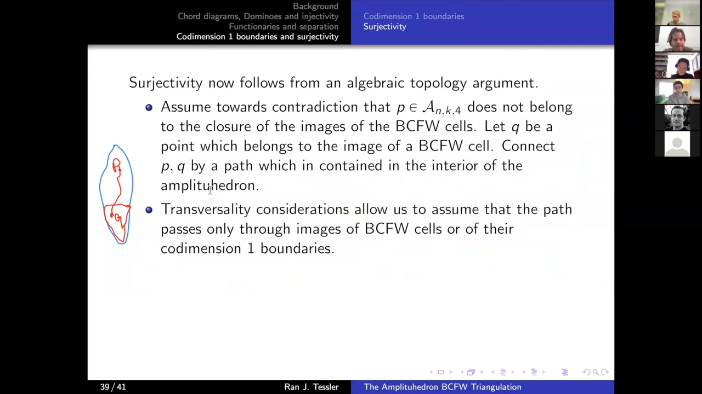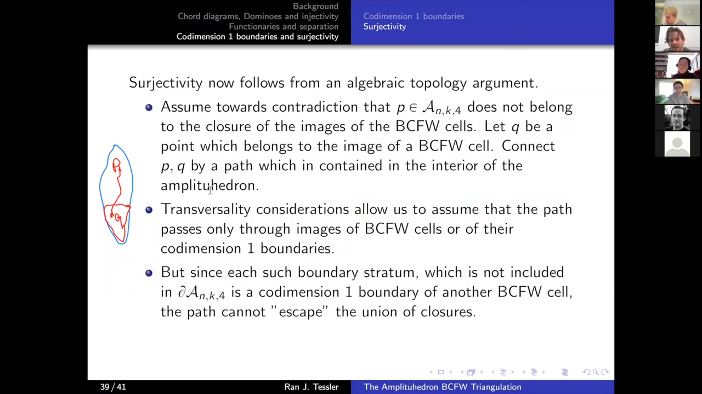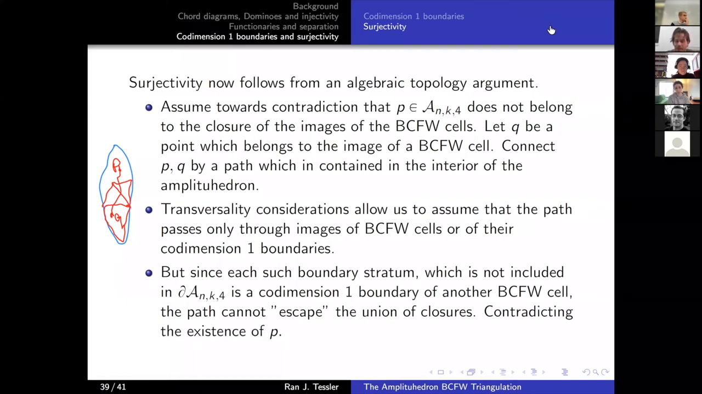But then it actually cannot escape the union of the cells, because we know that along this boundary which it touches, which is not a boundary of the amplituhedron, there is another BCFW cell. And then there is another, and so on. So this argument can be made rigorous, but you see the idea. So it really cannot escape the union of the closures, which is a contradiction to the existence of P, to the assumption that the map is not surjective.